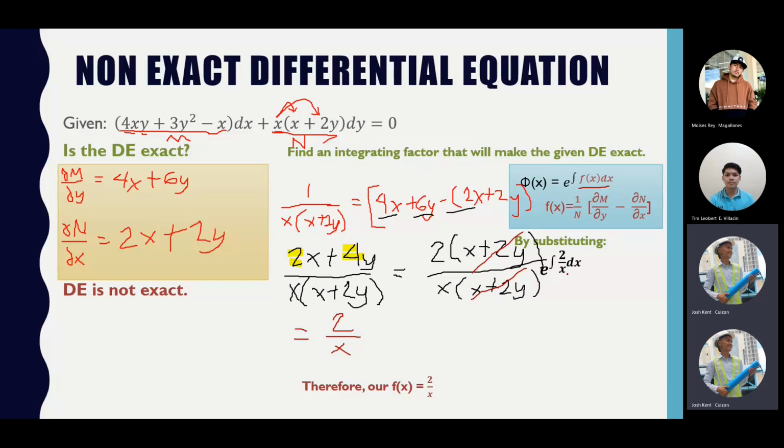Since 2 is just a constant, we can bring that out. So it now becomes e to the power of 2 times the integral of dx over x. And when we get the integral of this, it becomes 2 ln of x. By simplifying, we transfer 2 to the exponent of x. So this becomes e to the power of ln of x squared. So by property, we cancel e to the power of ln, and what remains is x squared. So therefore, we can say that our integrating factor, symbolized by phi, is equal to x squared.